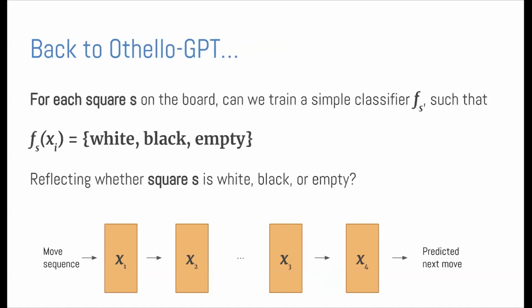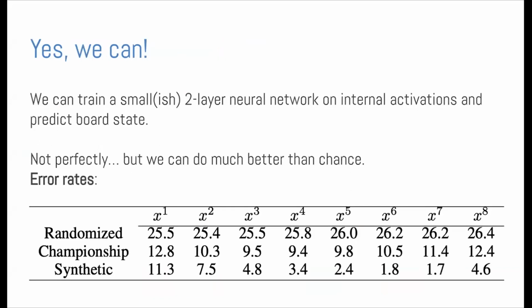Okay, so going back to Othello GPT, we can say, for each square on the board, could we train a simple classifier to figure out whether that square is white, black, or empty, and train it on the internal activations? And it turns out that absolutely, you can. What you see here is the table of the error rates for trained classifiers. Each column corresponds to one of the layers in the network. And each row is one of 3 possible neural networks that we looked at.